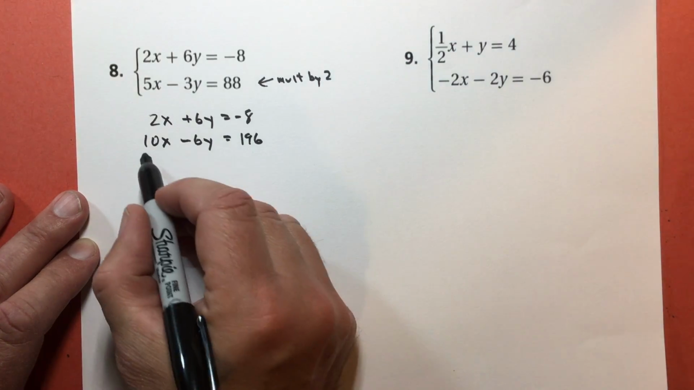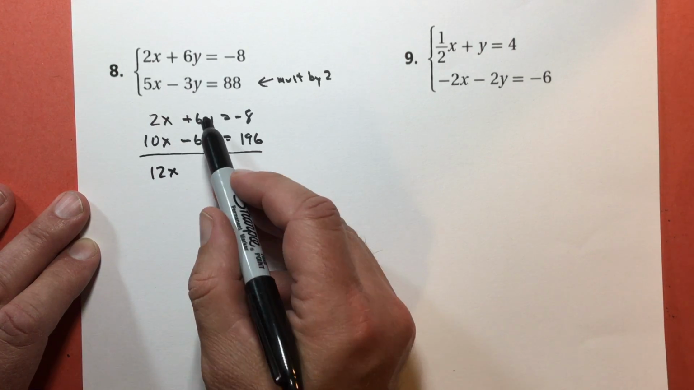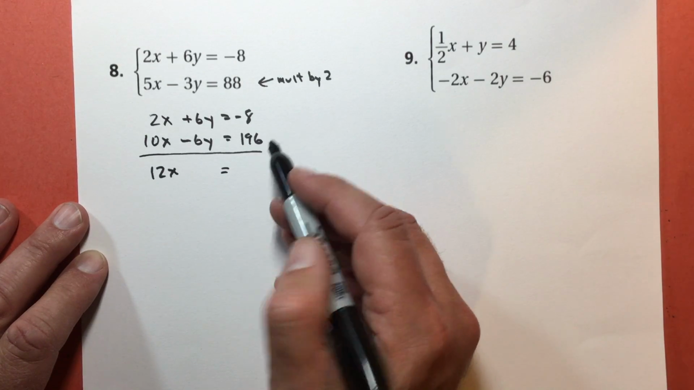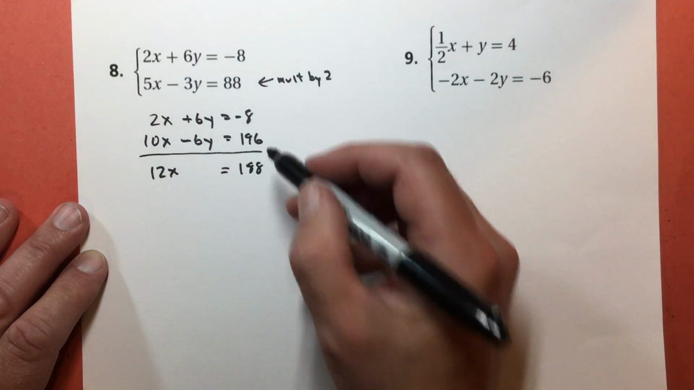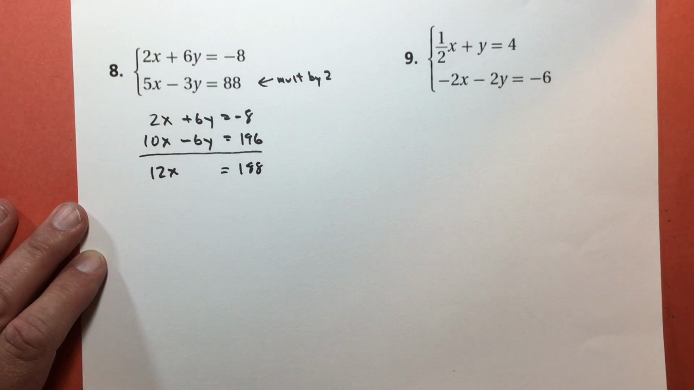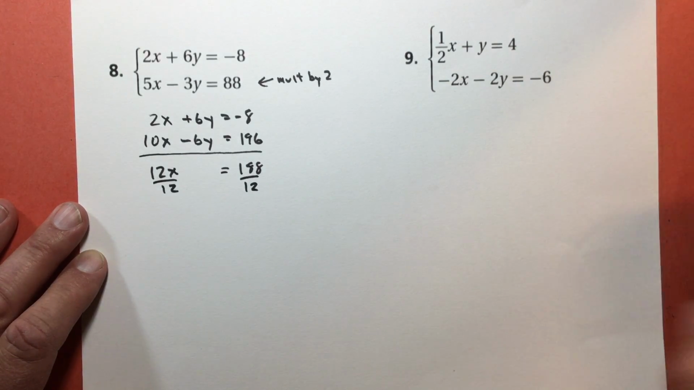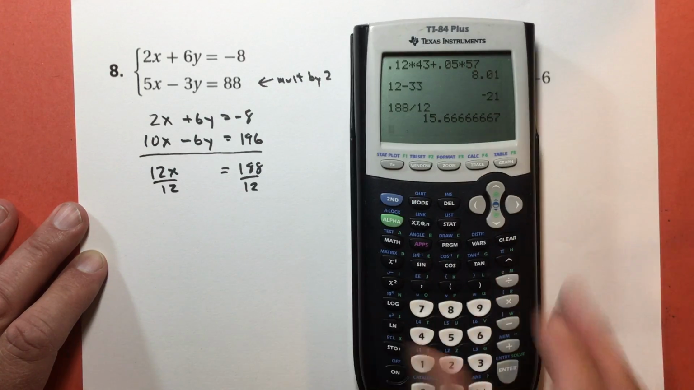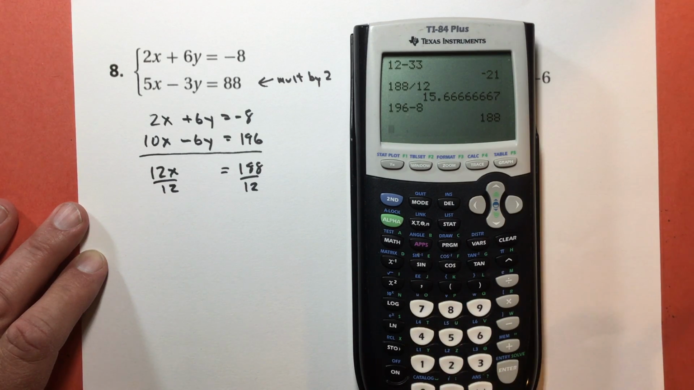Okay, so now I'm going to add these together. 2 plus 10 is 12x. 6 plus negative 6 is 0. And negative 8 plus 196 should be 188. Positive 188. Think of it as 196 subtract 8. All right. Divide both sides by 12. And I think I can do that in my head, but to be honest, it's late. I'm not confident in my abilities. Divided by 12. Oops, wonder if I did something. 196 subtract 8. Yeah, I got 188.